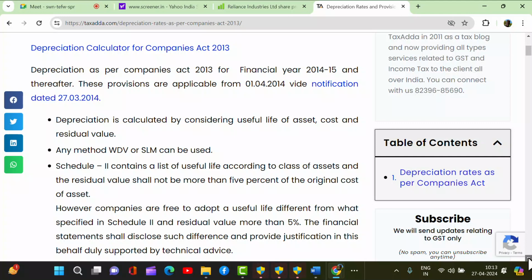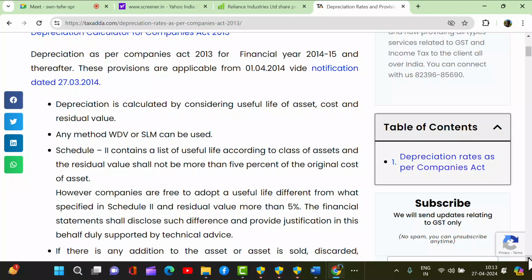Now, Schedule 2 contains a list of useful life according to class of assets, and the residual value shall not be more than 5% of the original cost of the asset. You can't depreciate fully. First of all, you have to calculate the useful life, and then you have to keep at least 5% as the residual value. For example, you have bought a machine for 10 lakhs, so you can say 5% will be its residual value. That means when you sell that asset, it will command some value. That is called the residual value.